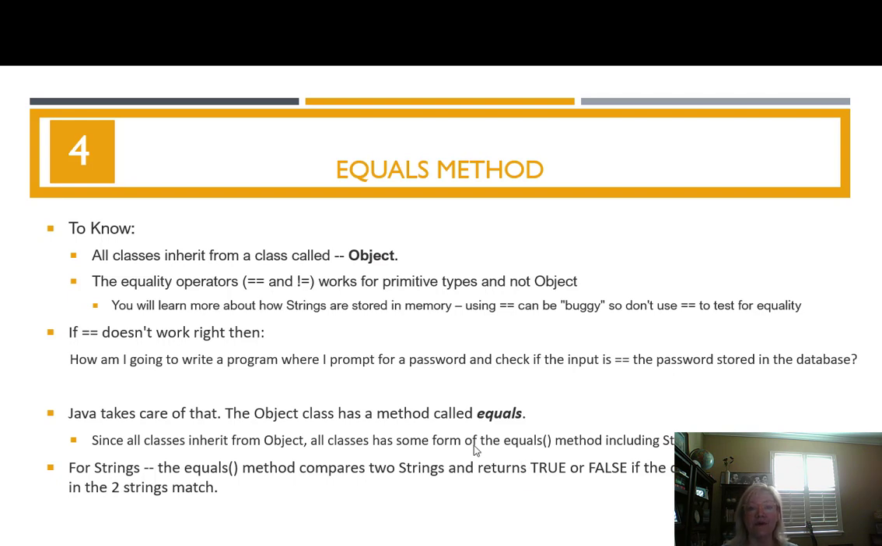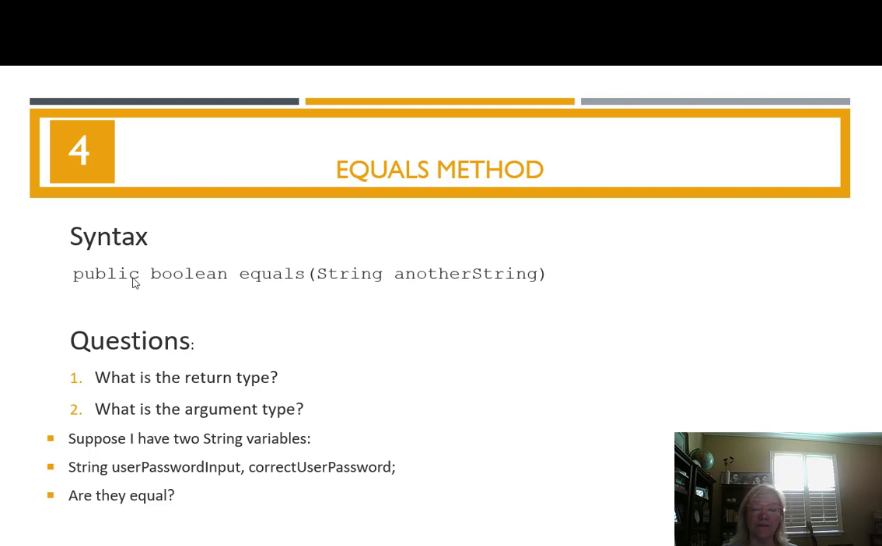By the way, this will be a case-sensitive comparison. So here's the syntax for the equals method, which is a method of the string object, since String inherits from Object. And again, let's go through this. What is the return type? It's going to return boolean, and a boolean is true or false. And what is the argument type? It's another string.